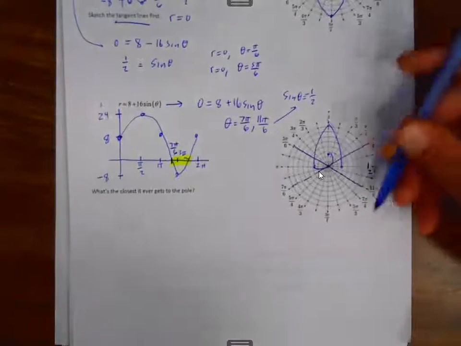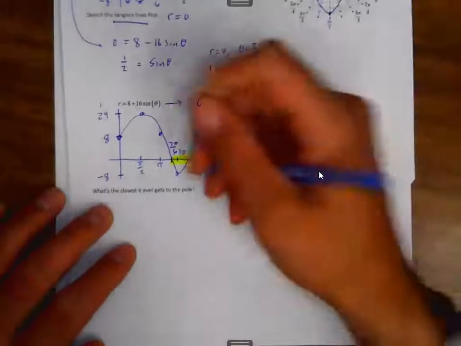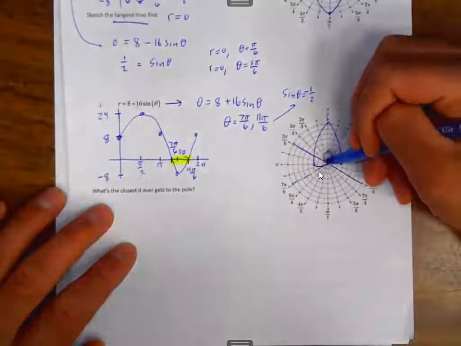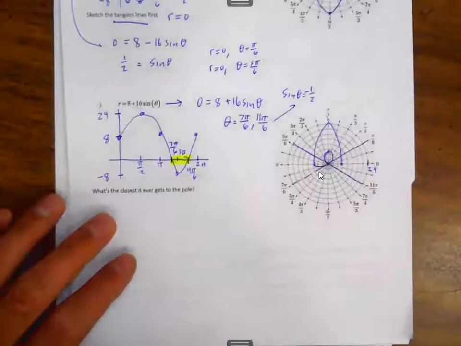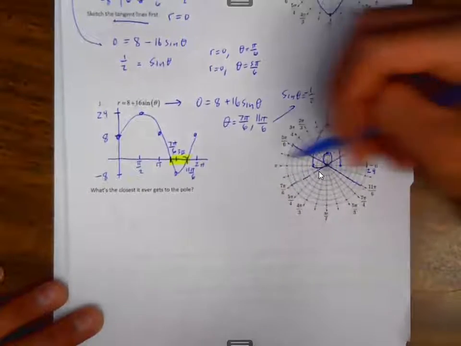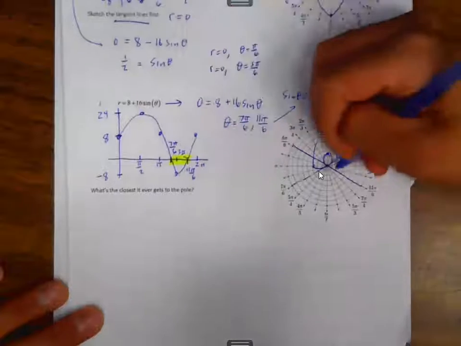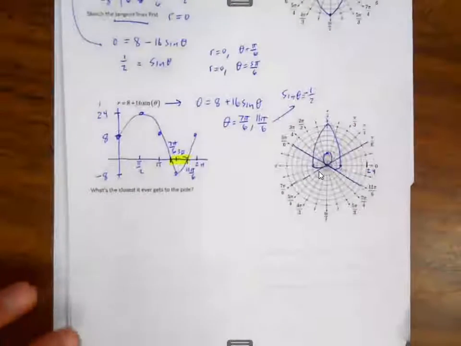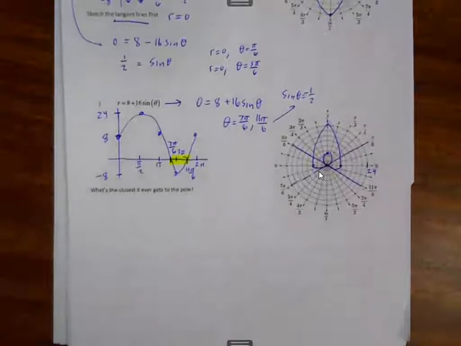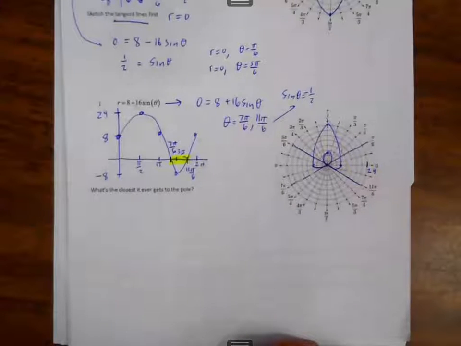And then from 3 pi over 2 to 11 pi over 6, we're coming back to the pole. So we get closer to that tangent line. And now from 11 pi over 6 to 2 pi, it's going from 0 to 8. So we're going outward like that. And there it is. So let me end this recording.